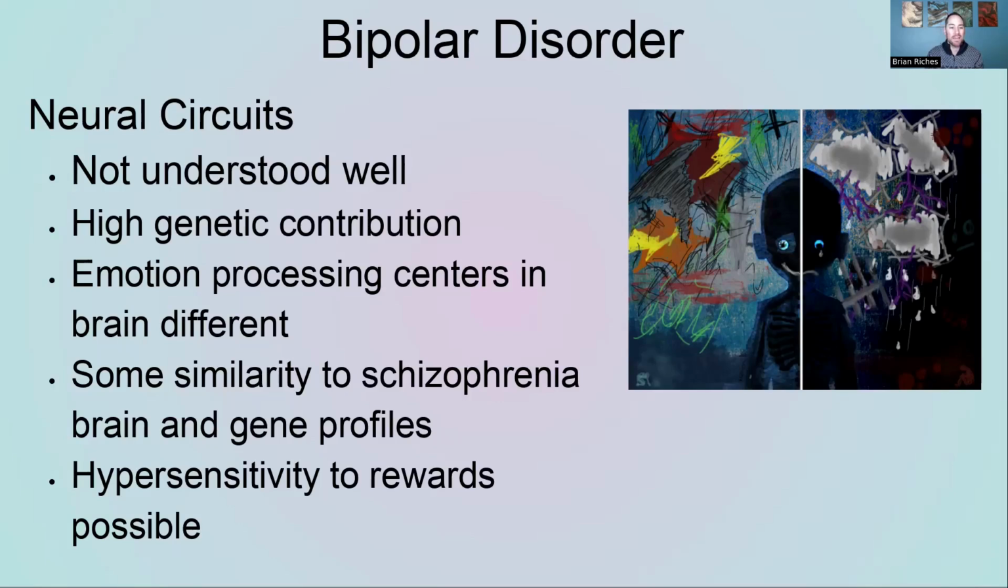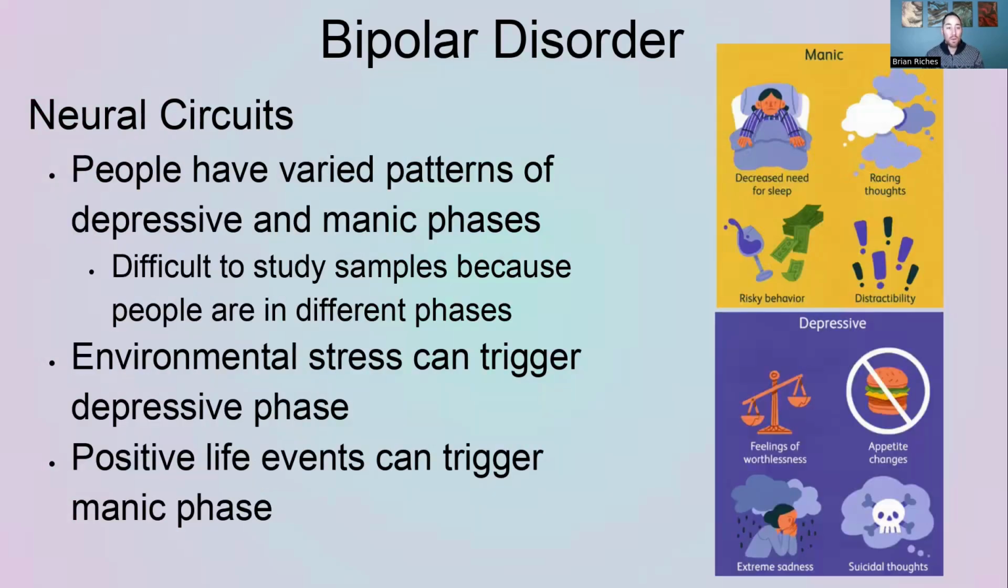A big thing is that it does seem that people with bipolar disorder are hypersensitive to rewards as well. People have varied patterns of manic and depressive phases. This can make it very tough to investigate because someone might be in a manic phase but coming off the tail end versus someone in the middle of it versus someone just starting it, and there might be different brain processes working there, but it's a really hard thing to get samples and investigate at that specific time.